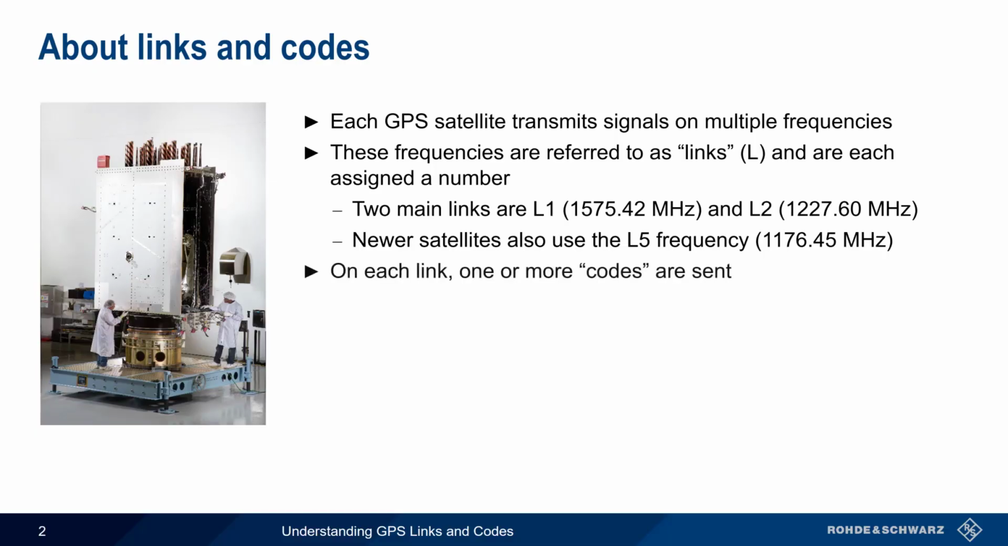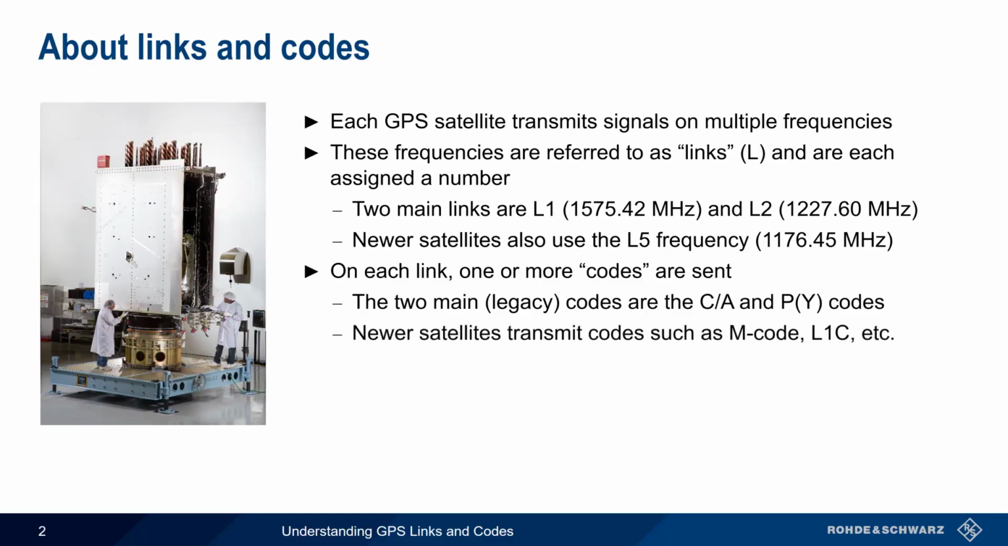On each link, multiple codes are sent. The two main legacy codes are the CA code and the P or PY code, while newer satellites transmit newer codes, such as M code, L1C, etc. In this presentation, we'll explain what these links and codes are and how they're used.